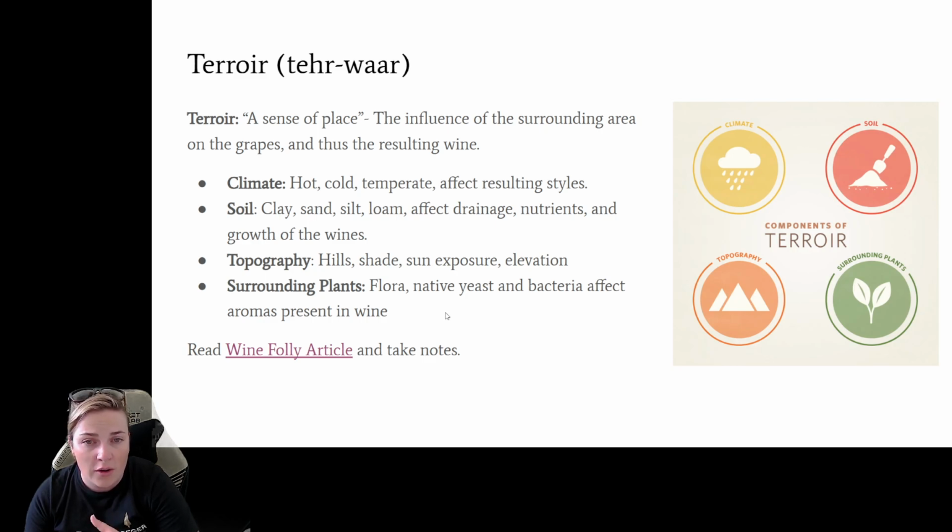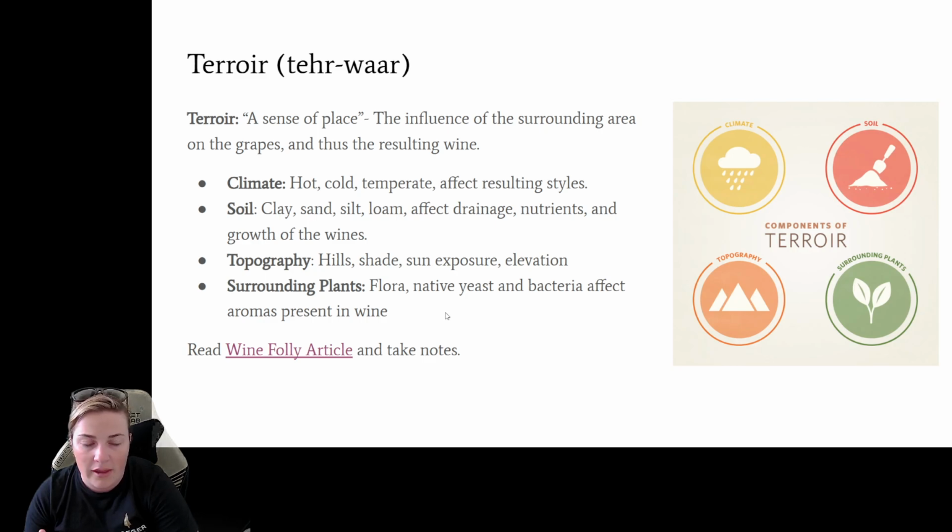So whether you have a hot or cold climate, or growing temperature, growing season, this will affect the style of wine. The type of soil that you have, whether it's clay, sand, silt, loam, the drainage, nutrients, this will affect the growth of the vines, the health of the fruit, and therefore the flavors as well. We also have topography, so the hills, the shade, sun exposure, your elevation, right? These are all things that are going to affect how it ripens, how it grows. And then we also have your surrounding plants, so all the flora around you.